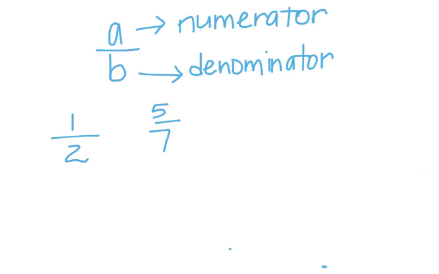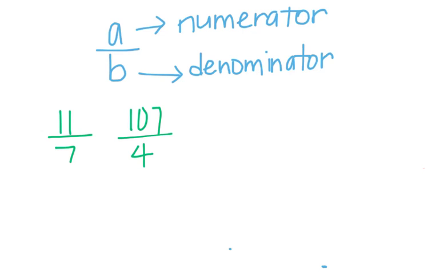The second type of fractions that we have is improper fractions. This is when our denominator is less than our numerator. So we're looking for instances where A is greater than B. So 11 over 7 is an example of an improper fraction. Also, 107 over 4 is also an example of an improper fraction.